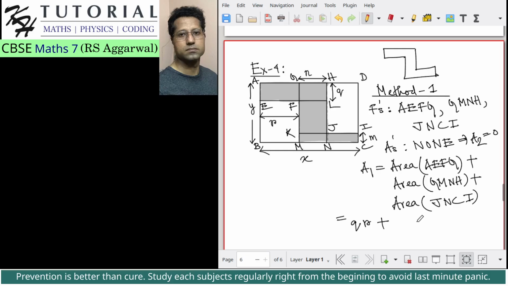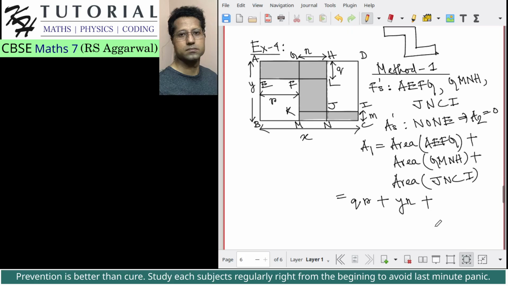Area of GMNH. GM multiplied by MN. What is GM? GM is Y, and MN is small n. Okay. What is the area of the rectangle JNCI? JN multiplied by NC. What is JN? JN is small m, and NC we have to calculate from X, it will be X minus R minus N.